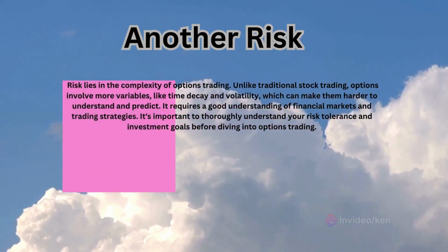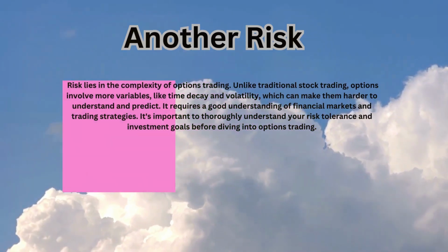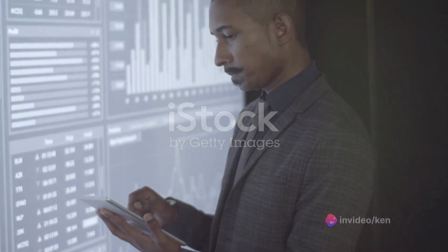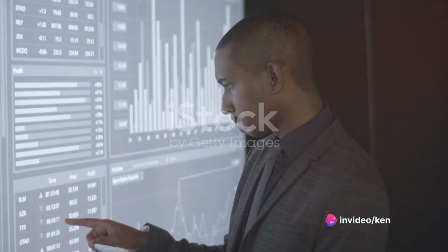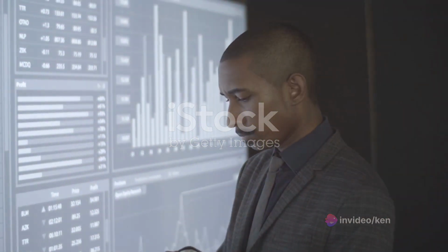Another risk lies in the complexity of options trading. Unlike traditional stock trading, options involve more variables like time decay and volatility, which can make them harder to understand and predict. It requires a good understanding of financial markets and trading strategies.